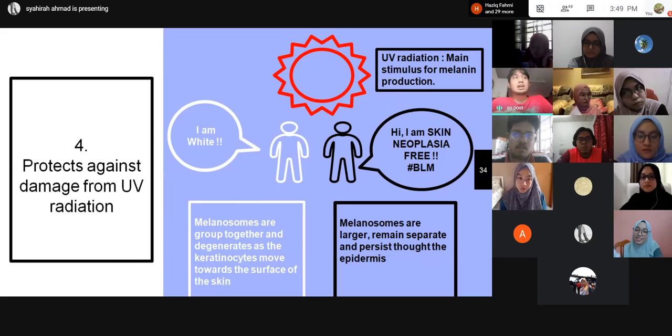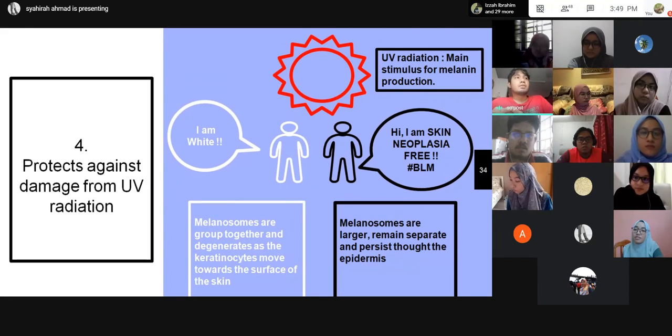So as we know just now, the melanin protects the cell nuclei in the epidermis from harmful UV radiation. Thus, skin neoplasia is uncommon in dark skin races. Okay, next.